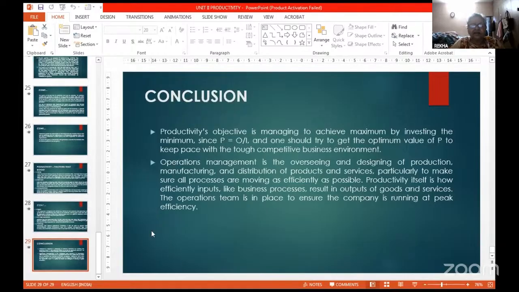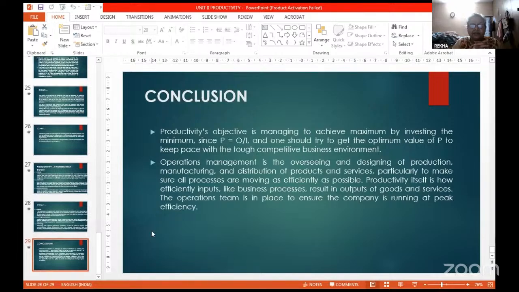So, in conclusion, we can say productivity's objective is managing to achieve the maximum by investing the minimum. Since P is equal to O by I, the denominator I is minimum and the numerator O is maximum. And one should try to get the optimum value of P to keep pace with the tough competitive business environment. Now it is not that, for this you have to see what is actually feasible. Don't take an unethical route, or don't try to cut on the quality of the product just to increase P.